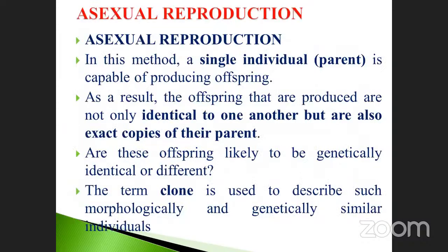Asexual reproduction, already told you. In this method, a single individual is capable of producing offspring. Only one parent is involved. That is called single parent. As a result, the offspring that are produced are not only identical to one another, but are also exact copies of their parent. So this is very, very important.